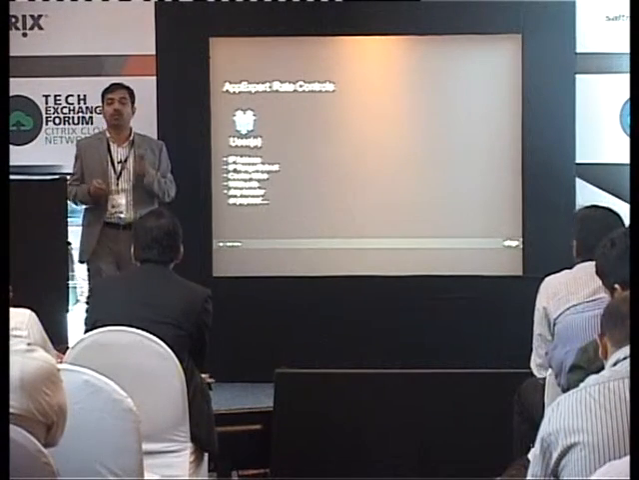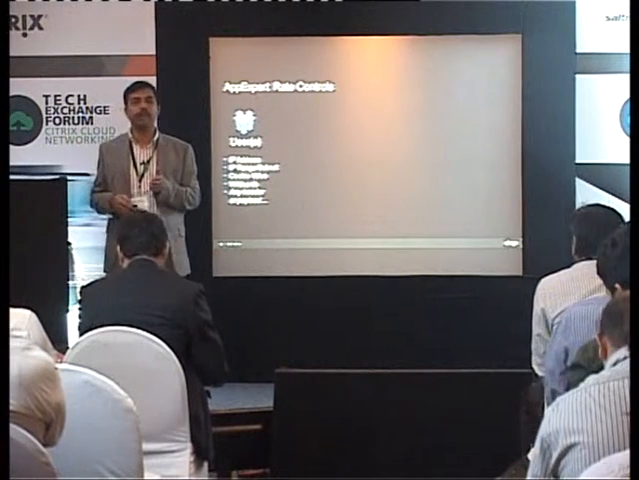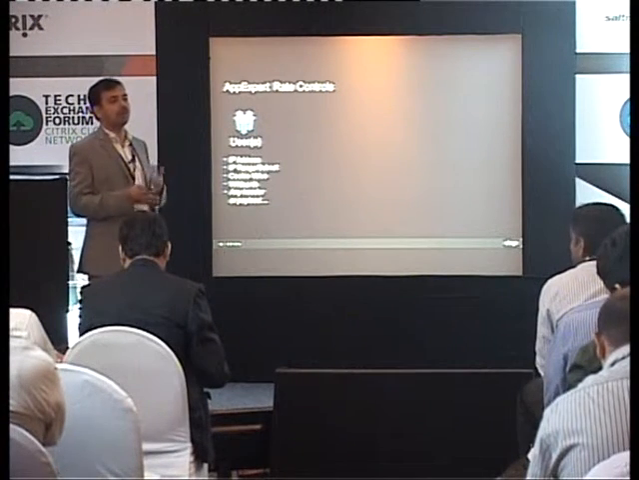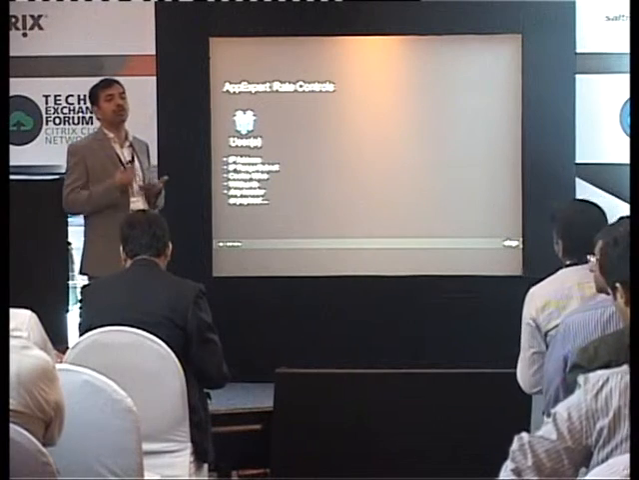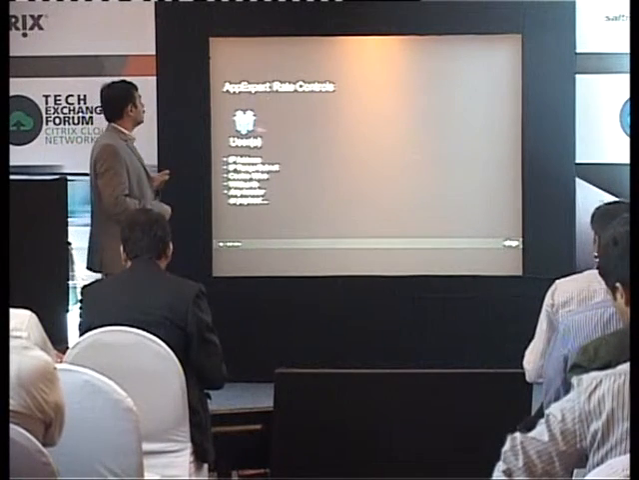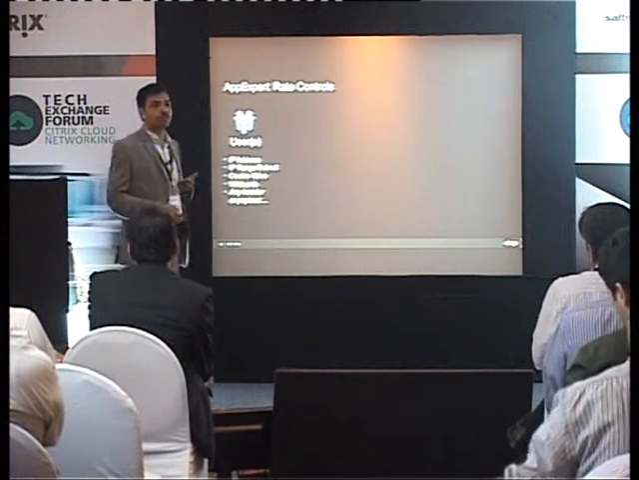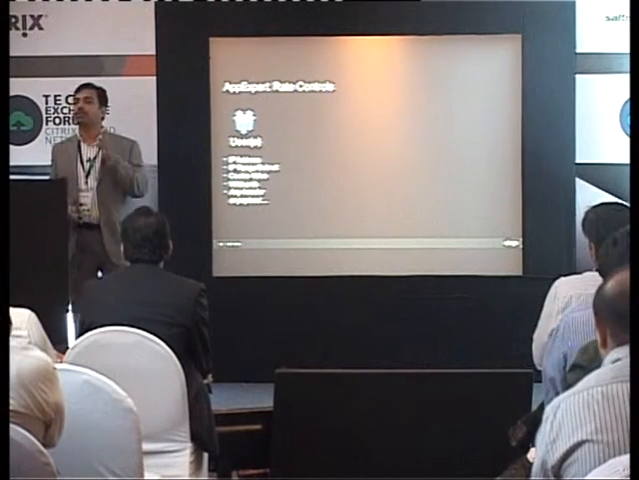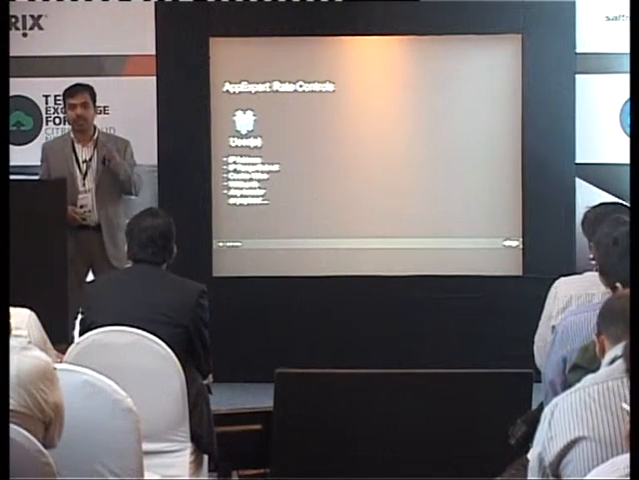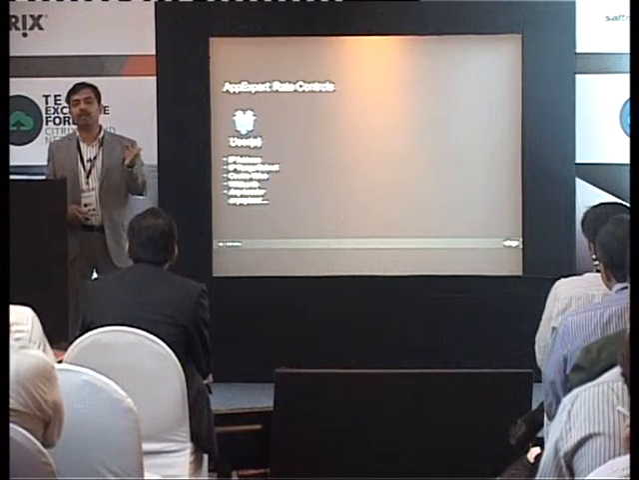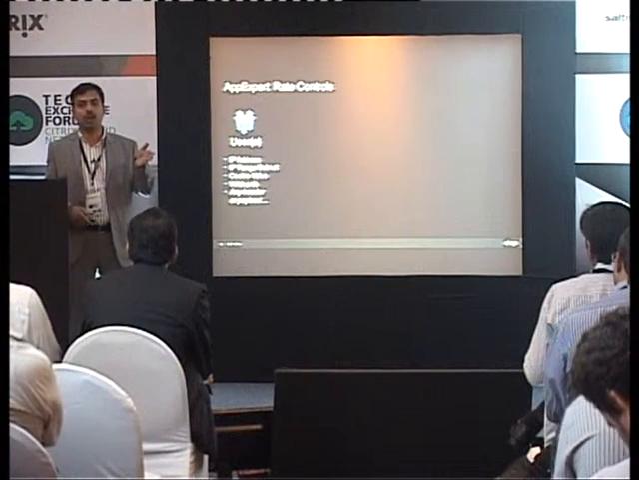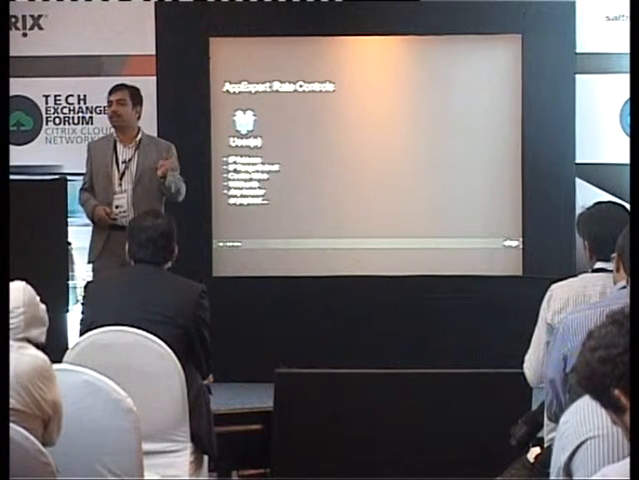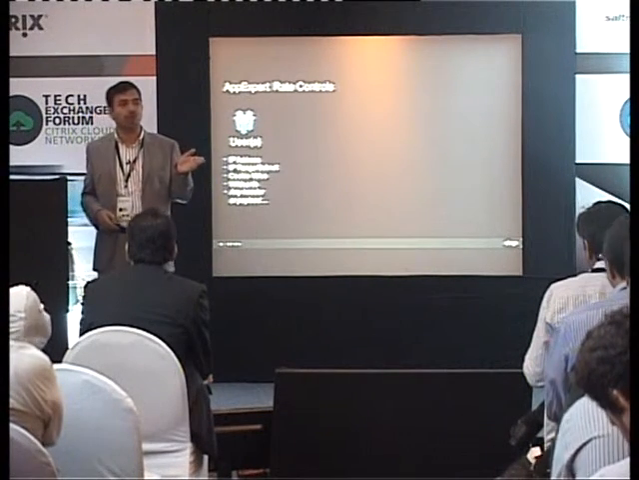Then we have something called app expert threat control. Most of the time DDoS attack protection happens at the network layer, but now you want to control it at the app layer. That is where we do app expert threat control, where we can look into the application traffic and decide when to control the behavior of the user, whether depending on the IP address, the subnet, the geolocation and so on.